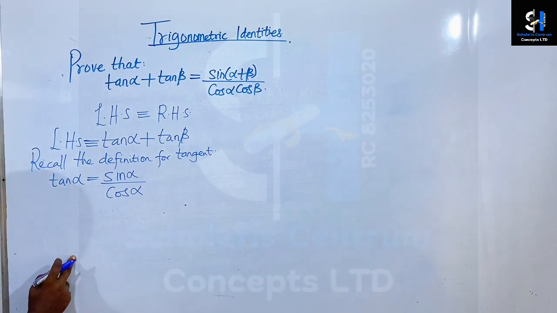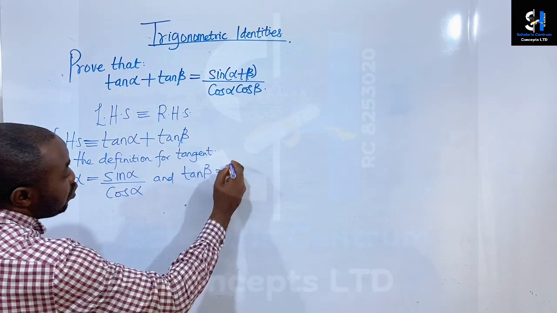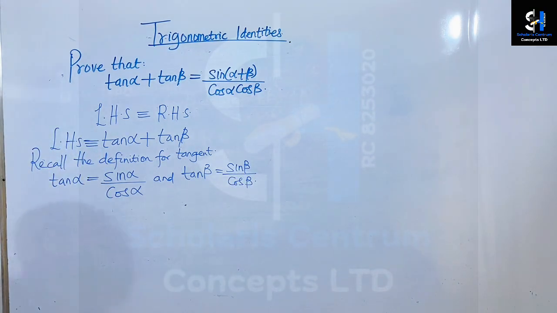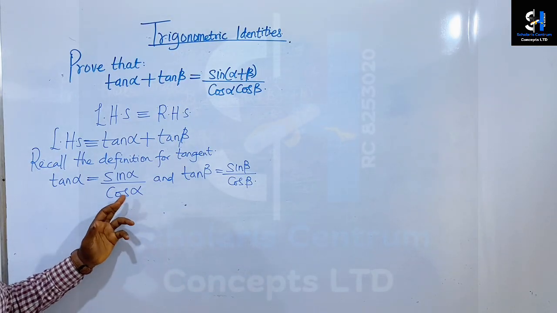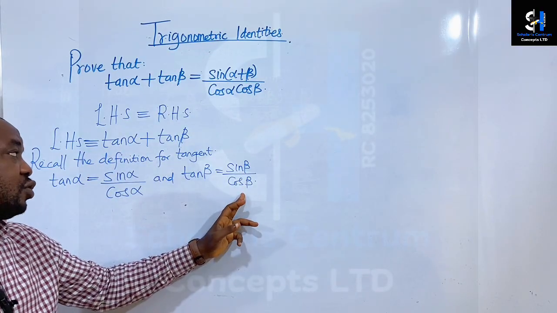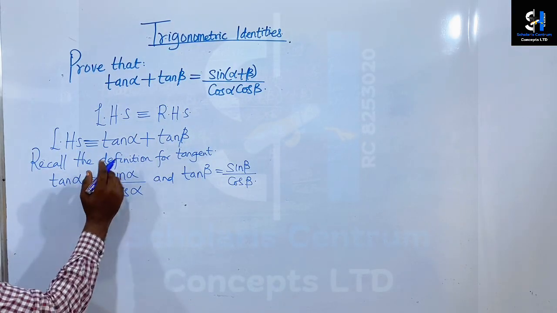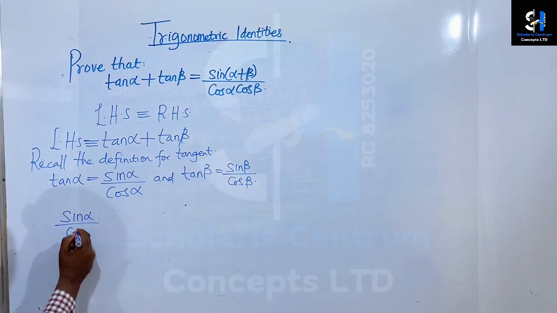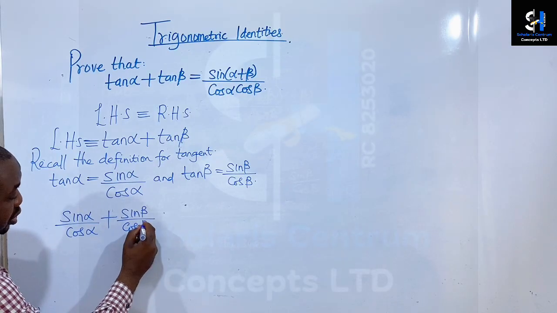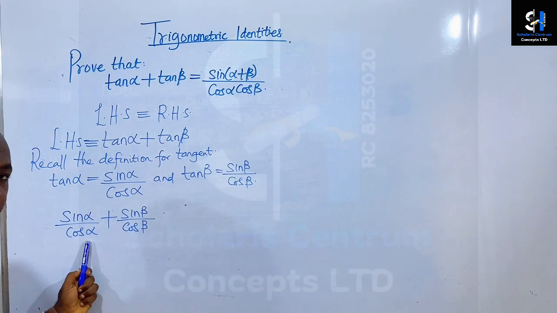We're also going to do the same thing for tan beta. So tan beta will be equal to sine beta over cos beta. Now we substitute sine alpha over cos alpha for tan alpha in this expression, and sine beta over cos beta for tan beta. So this now becomes sine alpha over cos alpha plus sine beta over cos beta. That is exactly what we have here, the new expression.